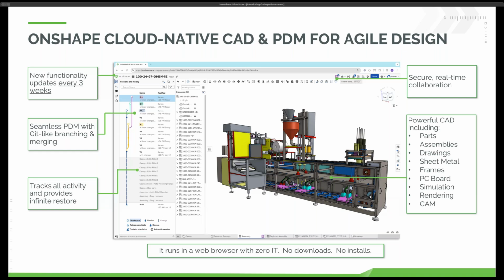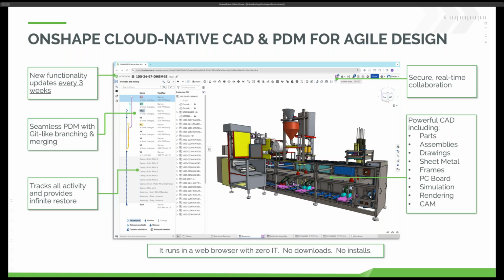The other thing I want to call out is on the right, Powerful CAD. We're not just talking parts, assemblies, and drawings. We have sheet metal, we have frames, we have PCB board design, simulation, rendering, and CAM is on the way. So some really exciting stuff. And as I mentioned at the bottom, it runs in a browser. This is actually a Google Chrome browser that you're seeing Onshape in, with zero IT, no downloads and no installs.